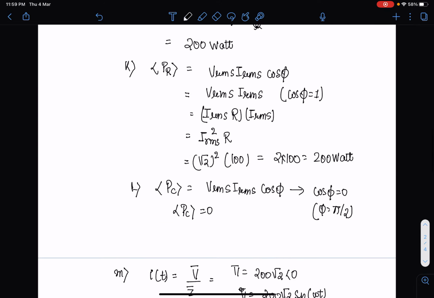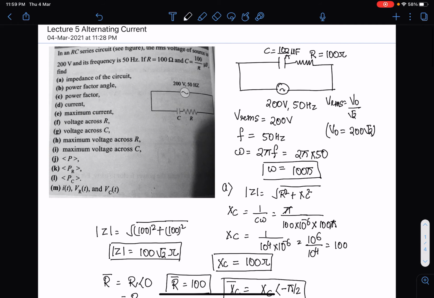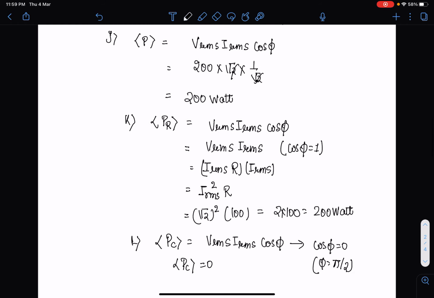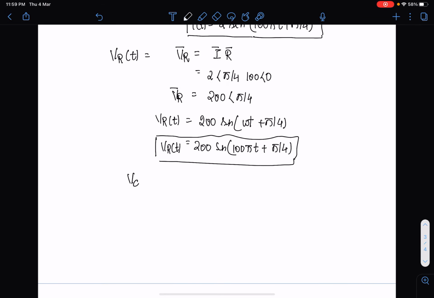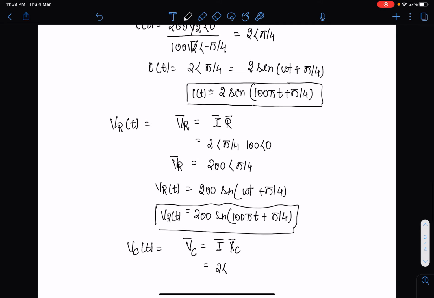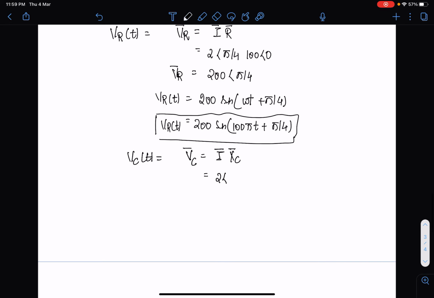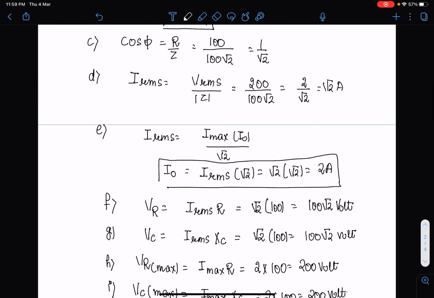And the last part here, you have to calculate the voltage across the capacitor as a function of time. So the same concept we'll use here also, VC(t). First we'll calculate the VC phasor, the voltage across C phasor. That we'll write as I phasor, the current phasor, into XC phasor, right? I phasor we have already calculated, it is 2 angle π/4, so 2 angle π/4 into XC phasor. XC phasor we know, how to write it we discussed at the start only.